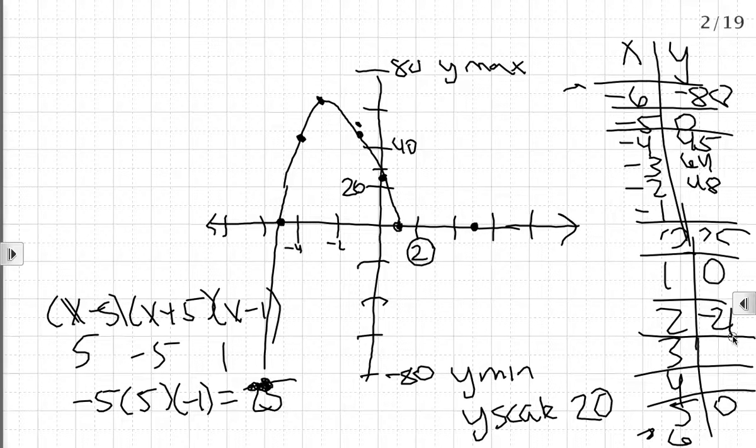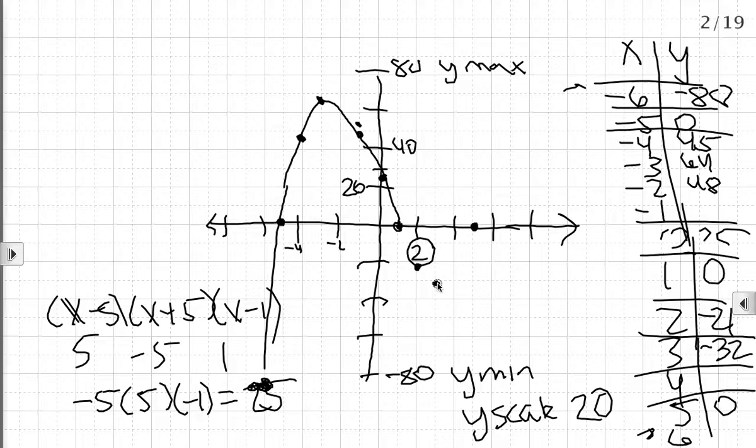So that would be right about here, just a little bit over the line. And then 3 minus 5, 3 plus 5, and 3 minus 1. This would give me negative 64. Nope, sorry, just kidding. Negative 32. So for positive 3, we're looking at about right about here.